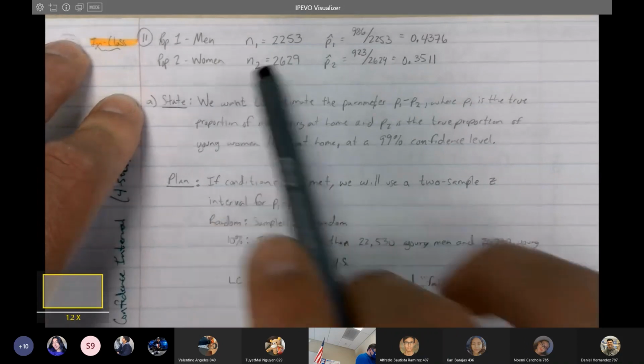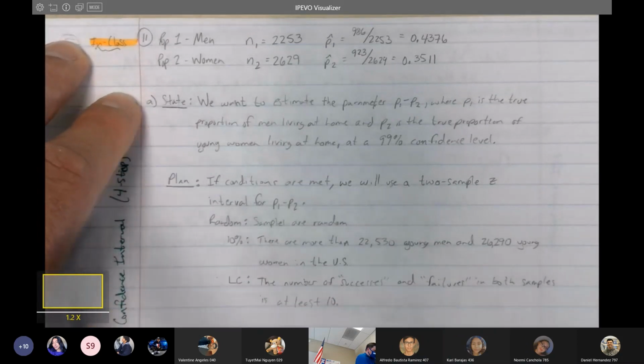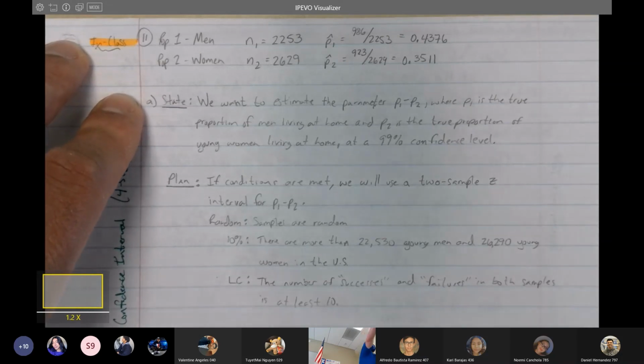All right. So part A here, I've been asked to construct and interpret a 99% confidence interval. There's an outlet right under my desk here, if you need to plug in there.